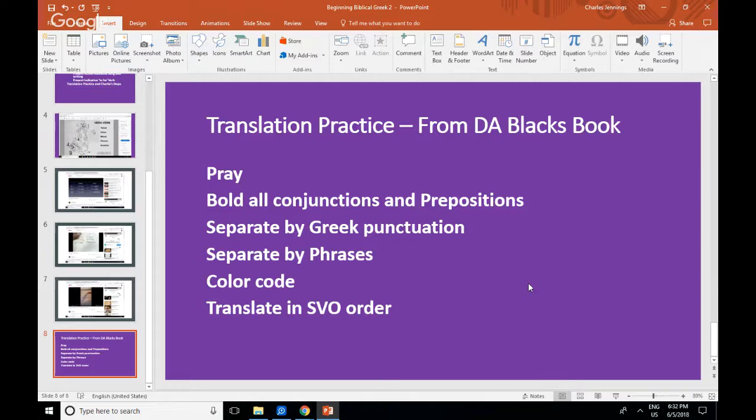The other thing you would do is separate it by Greek punctuation. We do have an example of that in this episode as well. And then you can break it down by phrases, and color code things according to what case it is. And we haven't even talked about cases yet, or whether it's a verb or things like that. And you want to translate things in subject, verb, object order. We'll talk about SVO order later on.